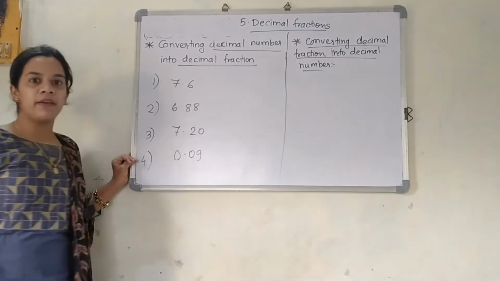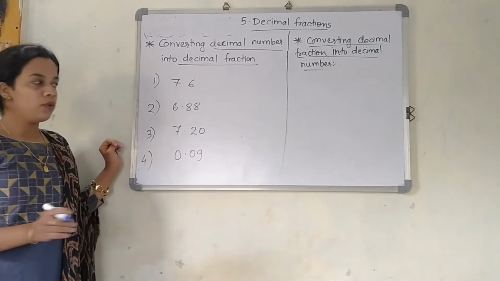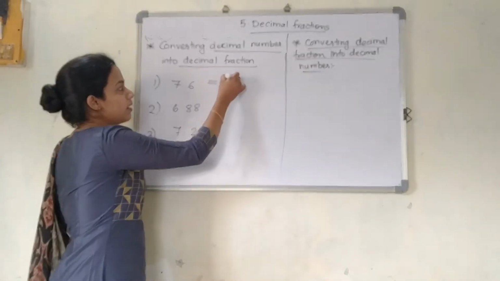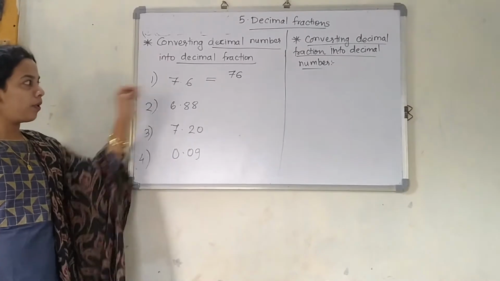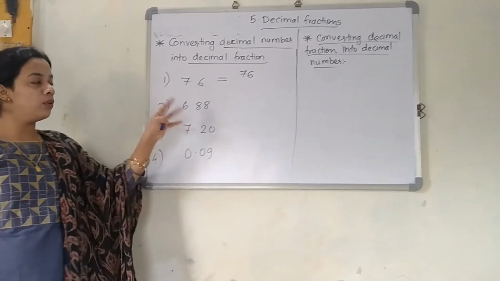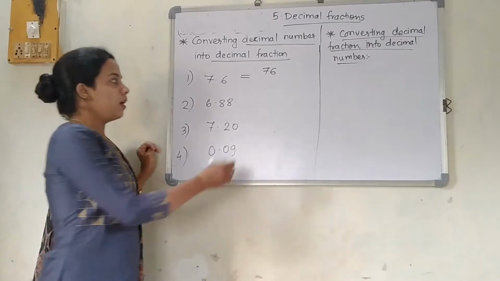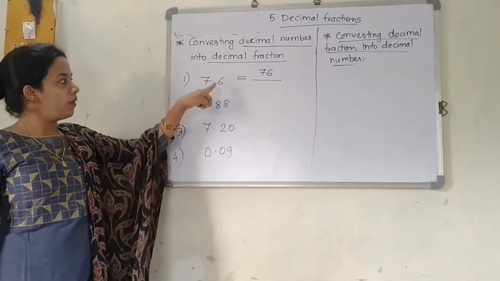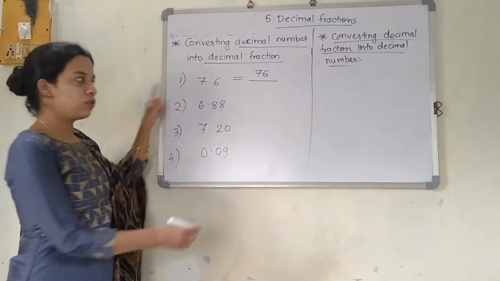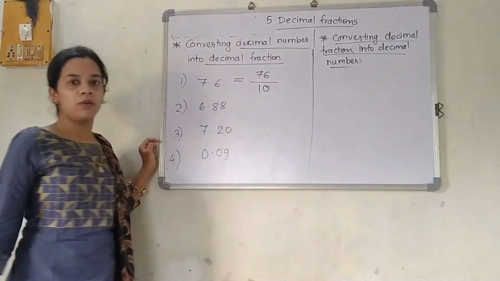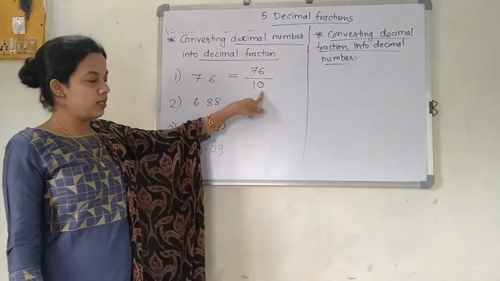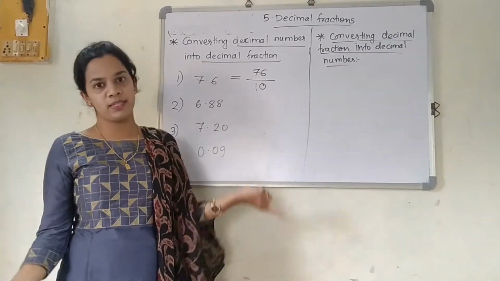Look at the first question, that is 7.6. What will you do? Remove that point and write 76 at the numerator place as it is. Only do the work of removing that dot from between. Divided by: now you can see over here, one number is there after the decimal. One number after the decimal, so 10, that is 1 followed by one zero. So we got the decimal fraction 76 upon 10.